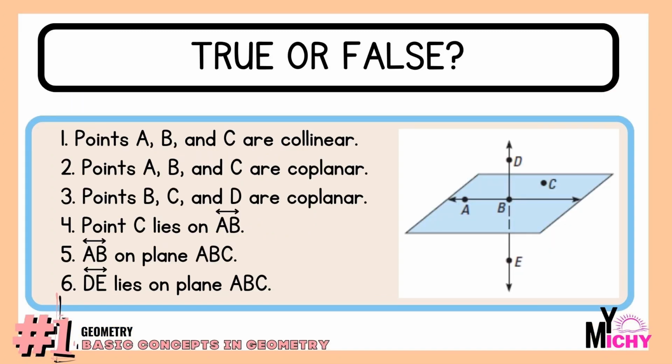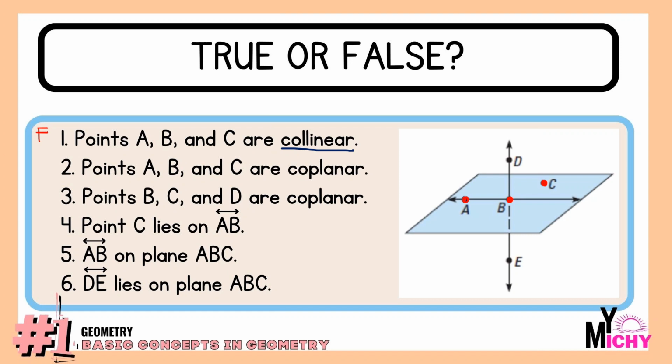Okay. Now that you have known the basic concepts in geometry, let's have this true or false activity. Number 1. Points A, B, and C are collinear. Again, when we say collinear, it lies on the same line, from the word linear, line. So let's find where point A, B, and C lie. We have here point A, point B, and point C. They don't lie on the same line, therefore they are not collinear. So number 1 is false. Next, number 2.